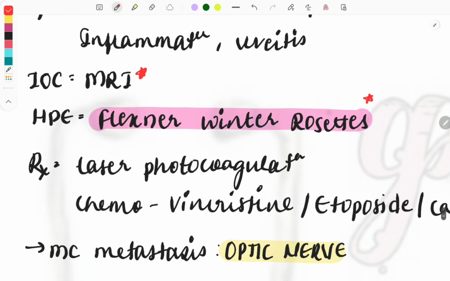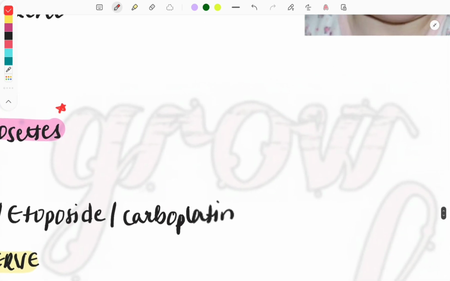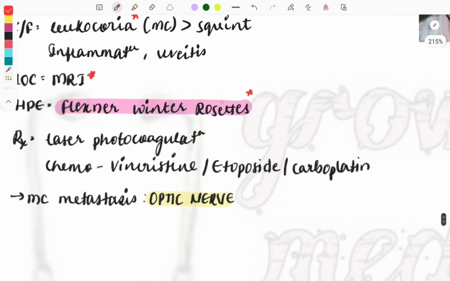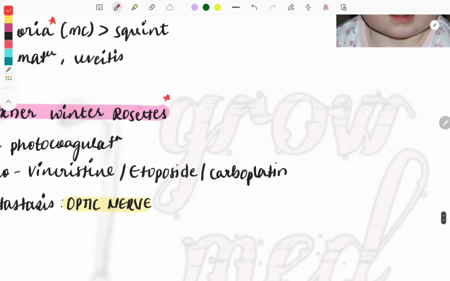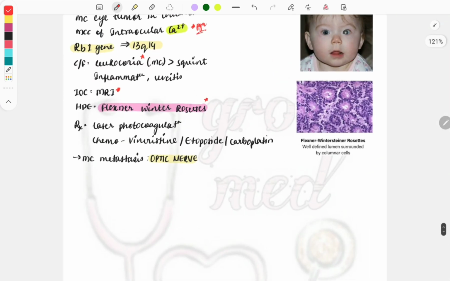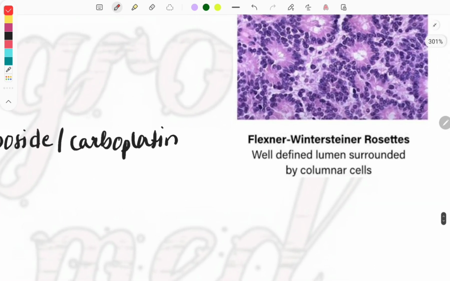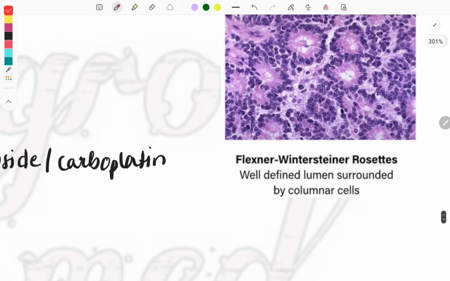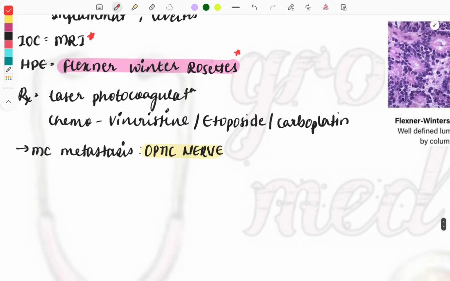On histopathology examination, you can see Flexner-Wintersteiner rosettes. Let me show the image of this to you, because an image based question can be asked in integration with pathology. You can see here the pathology image of the Flexner-Wintersteiner rosettes, and in that you can see the lumen, which is empty, and it is surrounded by cells, and it is well defined. Okay, so this feature is seen on biopsy, the Flexner-Wintersteiner rosettes.